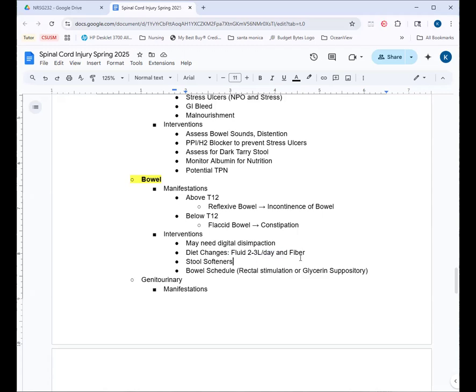What is it called? Metamucil? I feel like that's right. Give them some Metamucil. Stool softeners, and then a bowel schedule. So rectal stimulation and glycerin suppository. All of this is more geared towards your constipation.